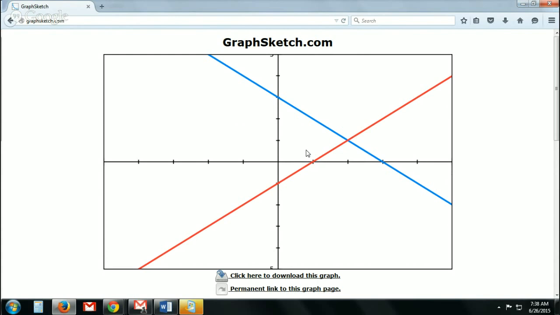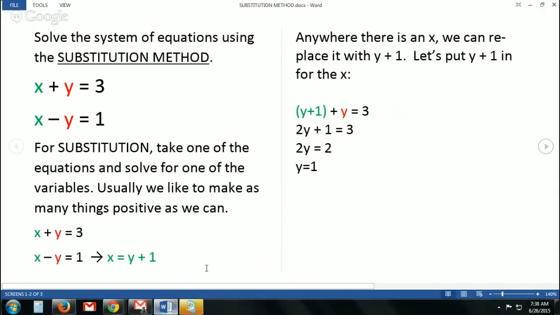What if the answer was supposed to be a fraction, though? What if it was a little bit harder for us to read what our solution was? We need a better way to be able to find the solution to a system of equations that doesn't depend on our ability to draw.